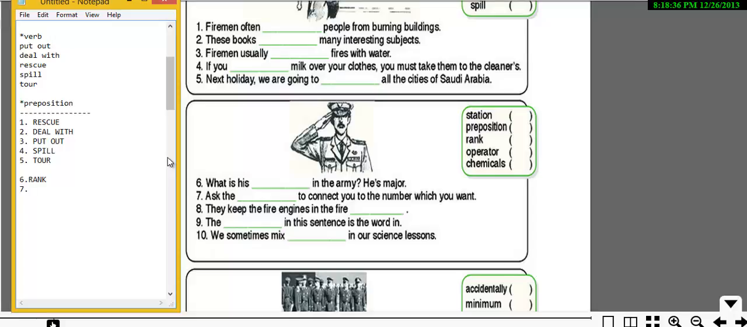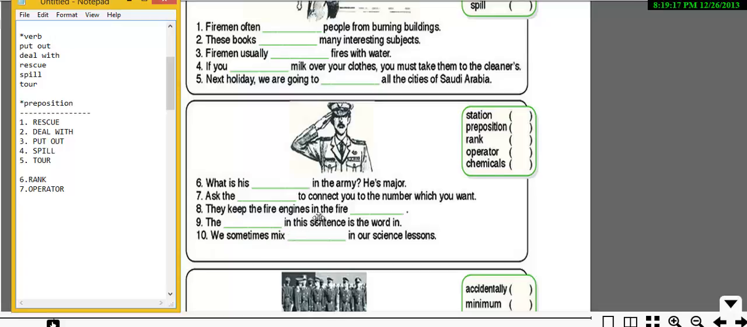Now, number 7. Ask the blank to connect you to the number you want. We're talking about a number, so it's something like a machine. We're not going to say, for example, ask the station. No, we actually ask a person. You don't ask a place. And a preposition, well, you're not going to ask a word part to do something for you. And it's not a chemical. You don't ask the milk to come to you, for example. Well, here you go. It's an operator. So that's the answer.